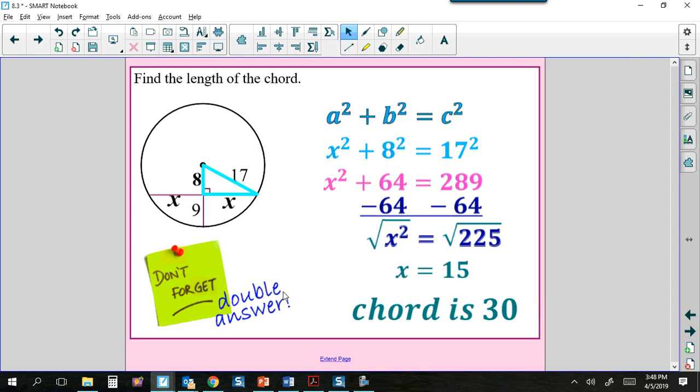So huge note on that one. You're going to see this question again, I promise you. Make sure you read the question and double your answer at the end.